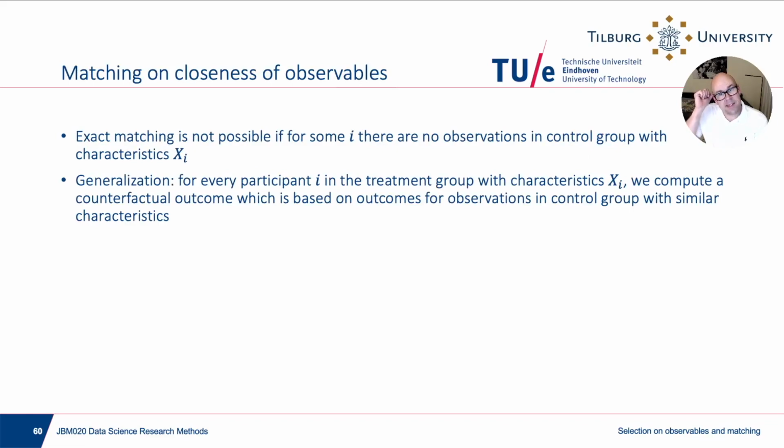If that's not the case, then you can still pursue the same idea, but in a slightly more general way. So what one would do then is that for each participant i in the treatment group with characteristics x_i, we would compute a counterfactual outcome, which is based on outcomes for observations in the control group with similar characteristics. So x_j is then not equal to x_i anymore, but it's approximately equal to x_i. You can think about it in that way.